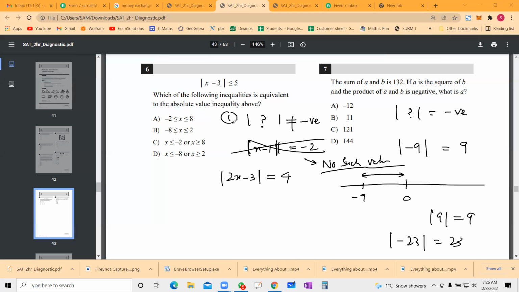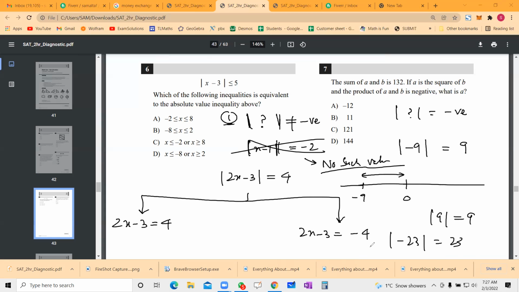Okay. So this is the first thing: absolute value of anything can never be negative. Now the second thing: if it is positive here, the absolute value of 2x minus 3 is positive 4, then we will solve it. In the case of absolute value equations or absolute value inequalities, we'll always make two equations. The first one will be exactly the same thing, 2x minus 3 equals 4. And the second one will be 2x minus 3 equals not 4, but -4, because the value inside can be either positive or negative, and then it becomes positive.